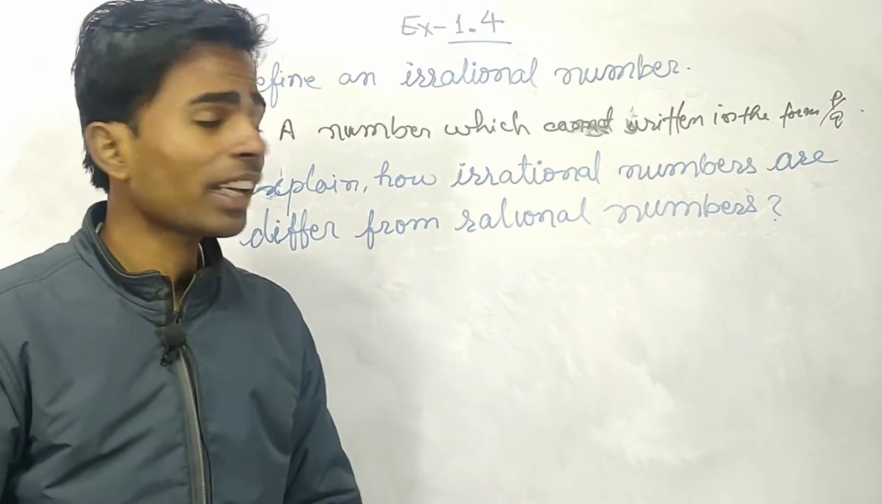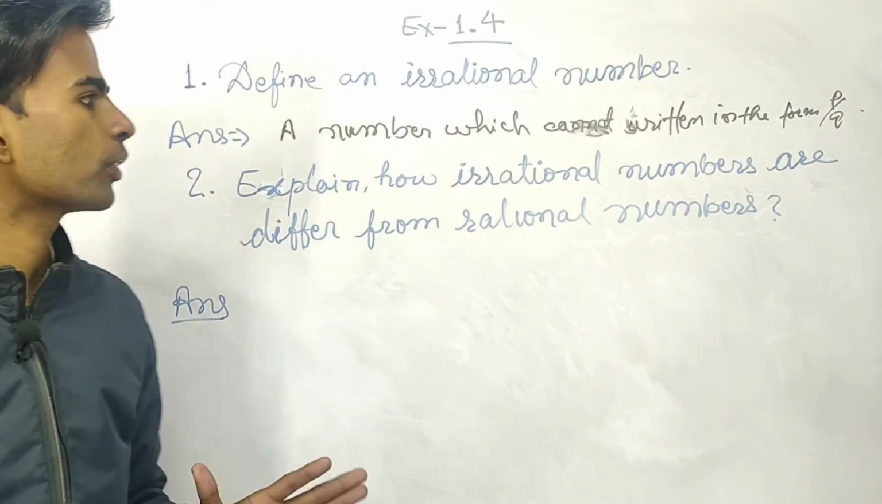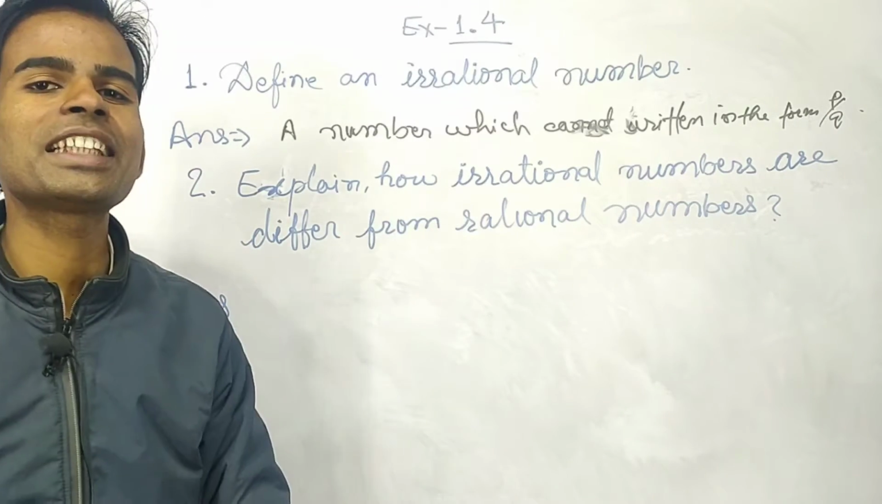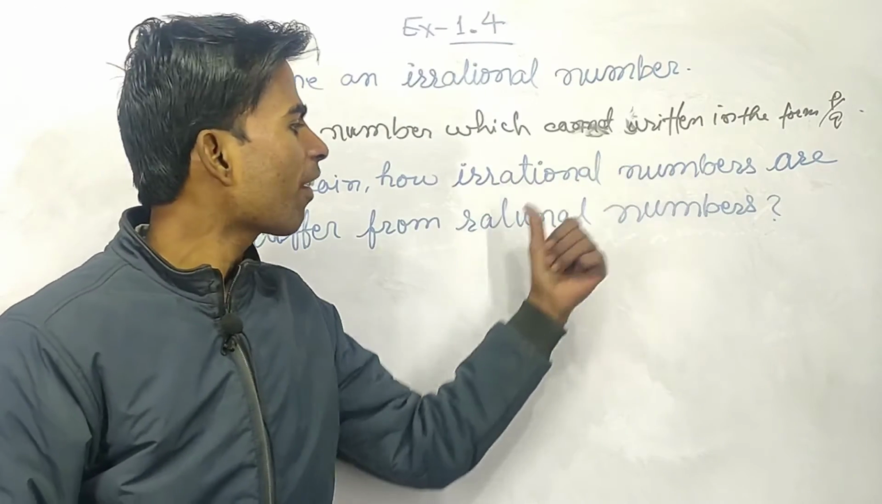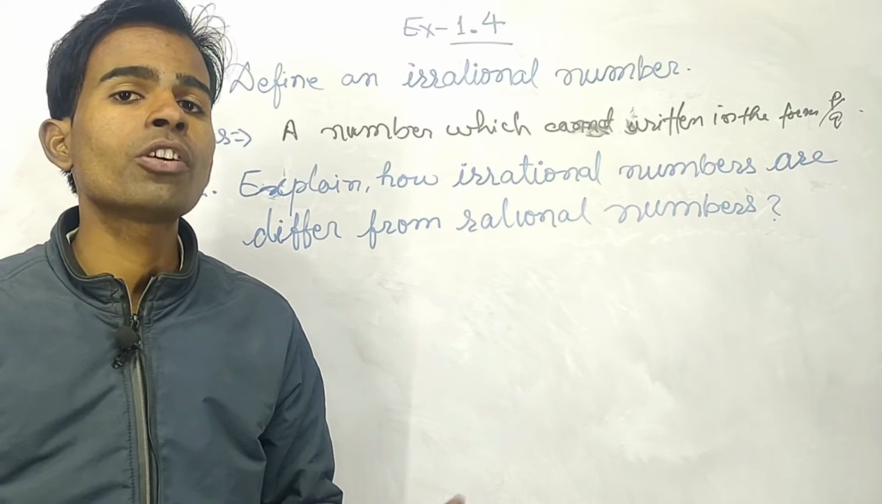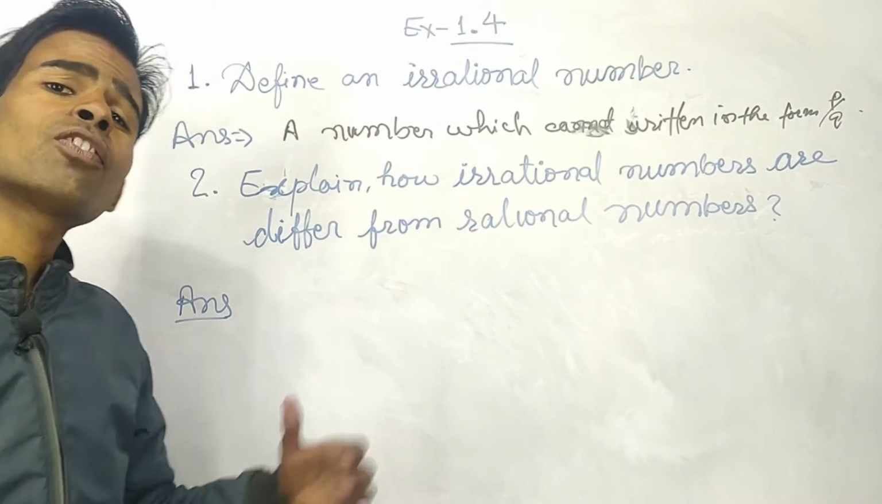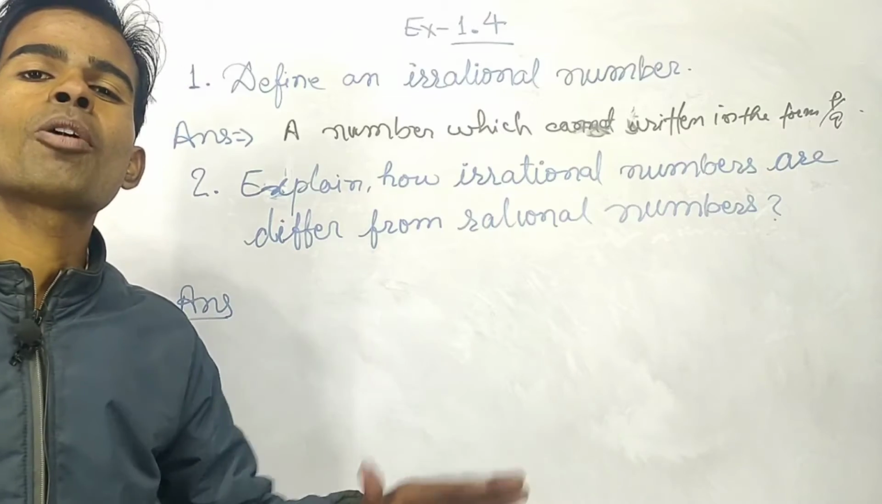Let's go to the next question, question number 2. Explain how irrational numbers differ from rational numbers. How will you answer? We already know a rational number can be written in the form of p by q, but an irrational number cannot be written in the form of p by q.